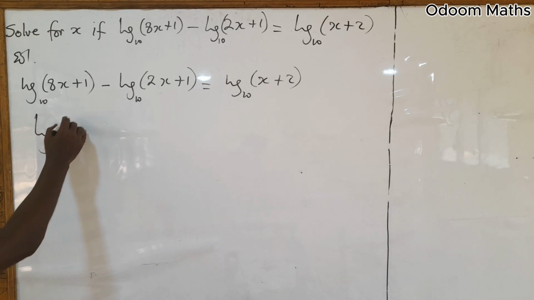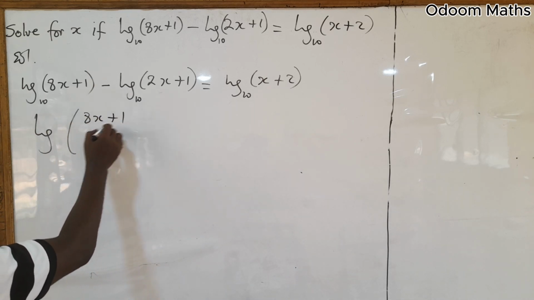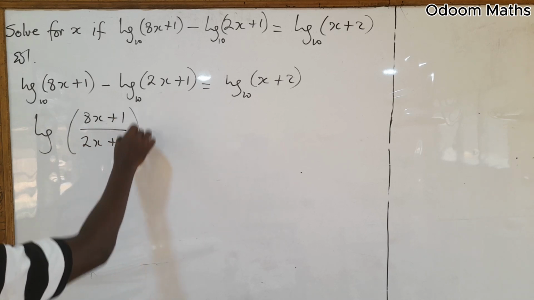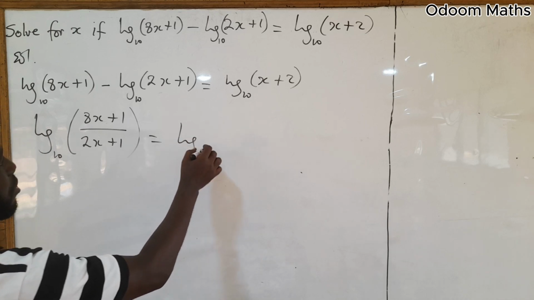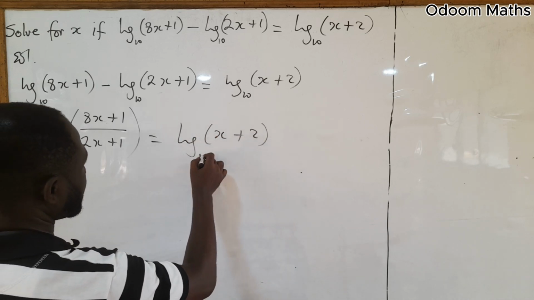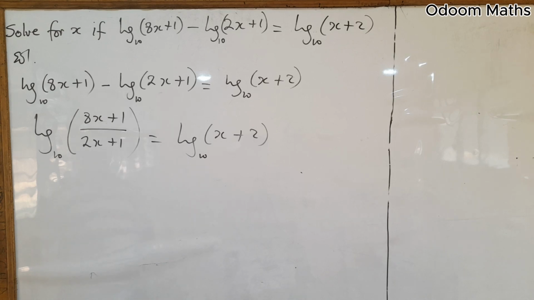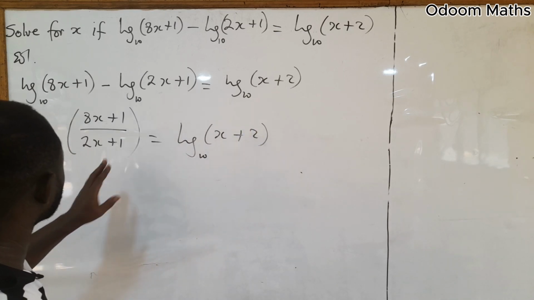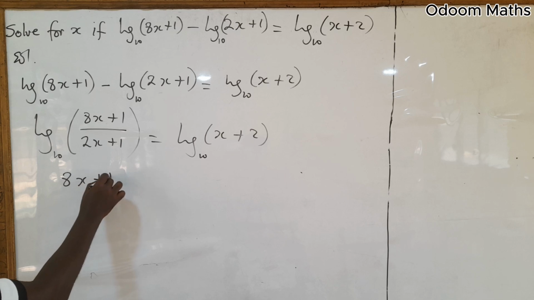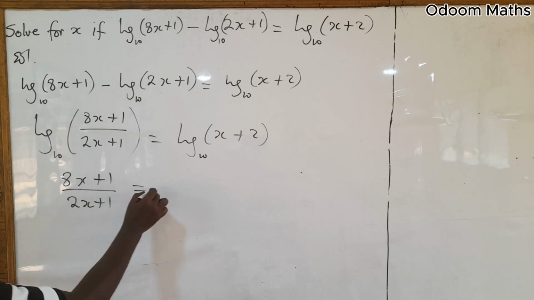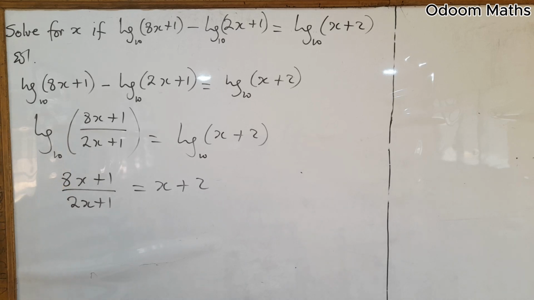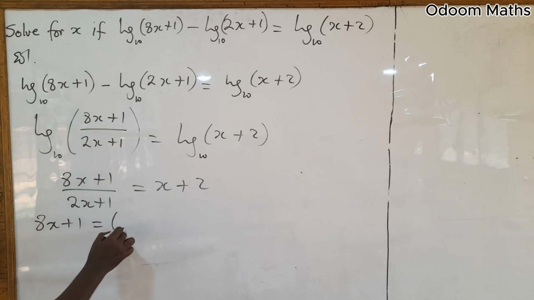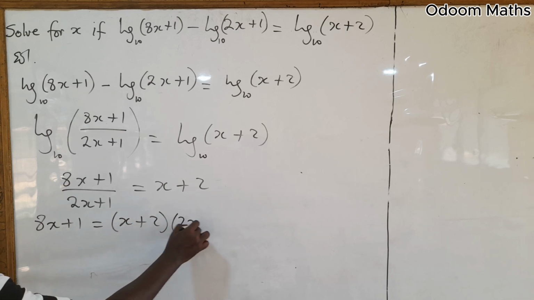That is log into brackets 8x plus 1 over 2x plus 1 all base 10 equals log x plus 2, also in base 10. Now if we have log this base 10 and log that base 10, it means we have 8x plus 1 over 2x plus 1 equals x plus 2. Now we can simplify, use cross multiplication. So 8x plus 1 is equal to, into brackets, x plus 2 and then 2x plus 1.